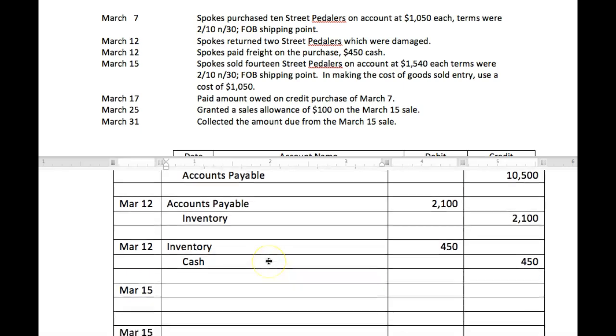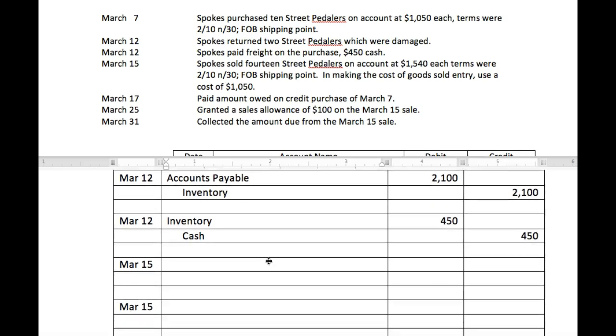All right, March 15th, Spokes sold 14 Street Peddlers on account for $1,540 each. Terms were 2/10, n/30, FOB shipping point. Same concept, but here, instead of being the buyer, we are now the seller of these goods. Notice it says we sold 14. Well, we only bought 8, so that tells me that we had some Street Peddlers on hand in beginning inventory. That's a key there, that we did have some of these prior.